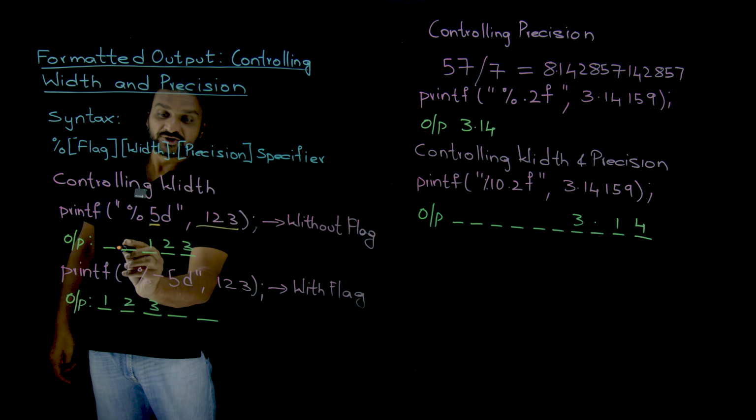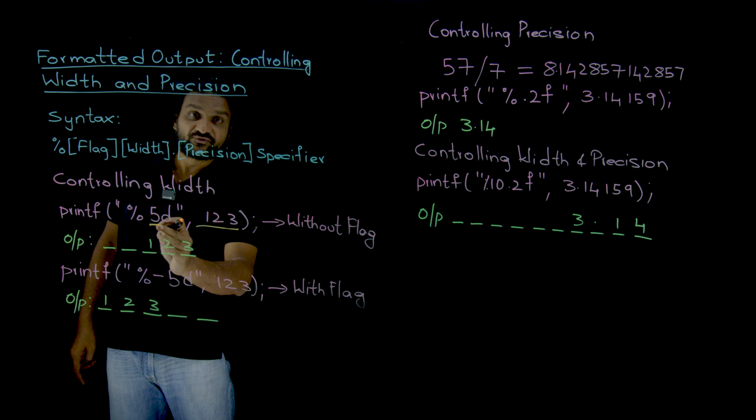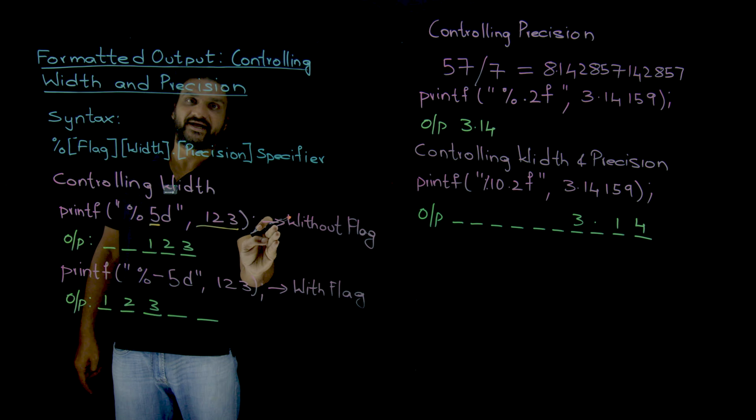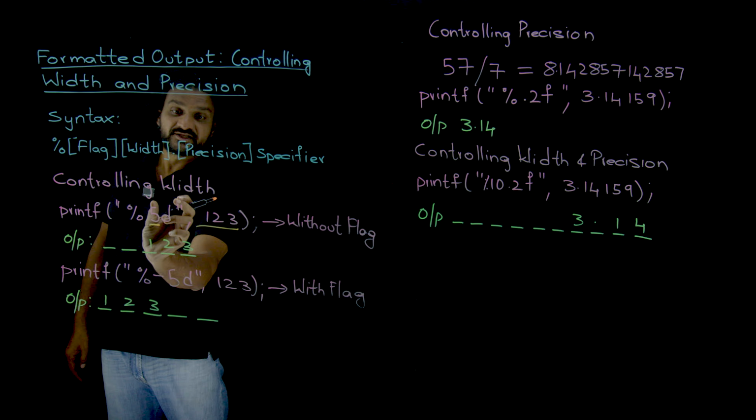I used these dashed lines to show the 5 spaces. So 5 spaces have been used and it will be right aligned. By default, %5d states that the content will be right aligned, towards the right. So this is how we control the width of the format specifiers.